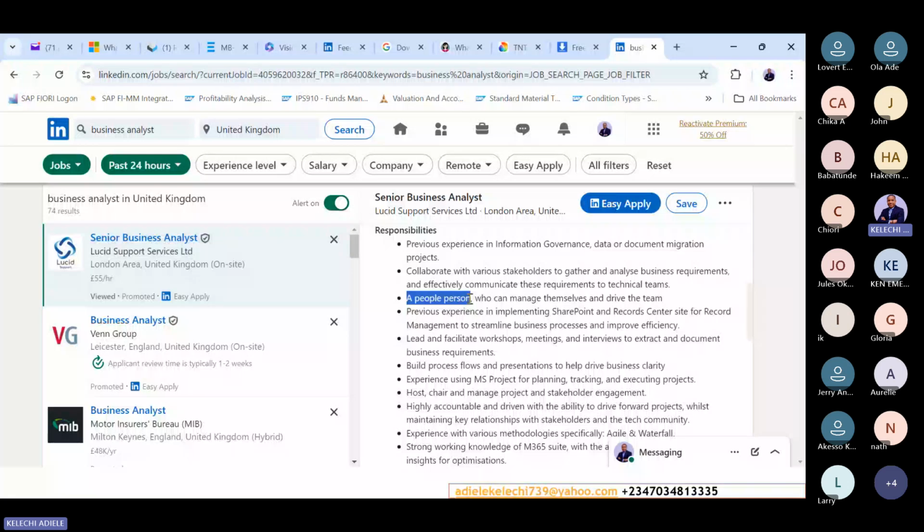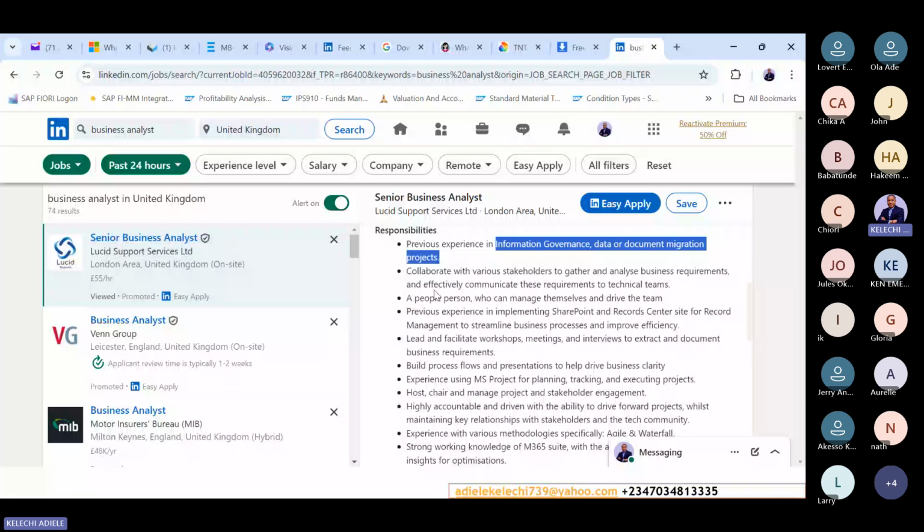Previous experience. So first of all, we said business analysis is between process, systems, and people. If you see in this description, we have process: information governance, data and document migration projects. We have people: collaborate with stakeholders. Then we have systems: experience in implementing SharePoint, record center sites for record.